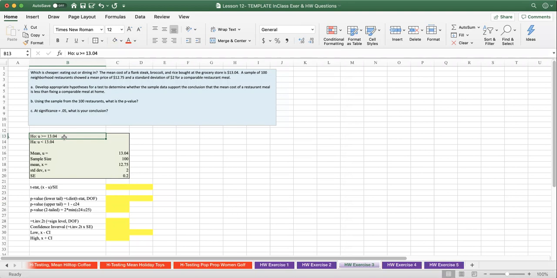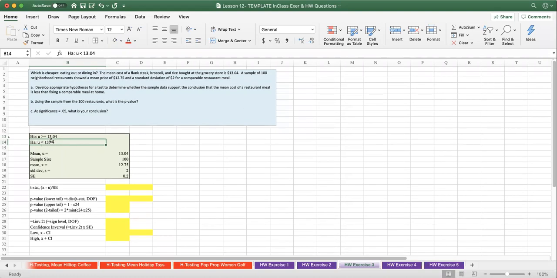Okay, so on either side of that. A, develop an appropriate hypothesis for a test to determine whether the sample data support the conclusion that the mean cost of a restaurant meal is less than fixing a comparable meal at home. Okay, so that's your alternative hypothesis, that the average would be less than the cost of eating at home, right? So this null hypothesis that you're setting up here is that the mean would be greater than or equal to what you paid to eat at home.